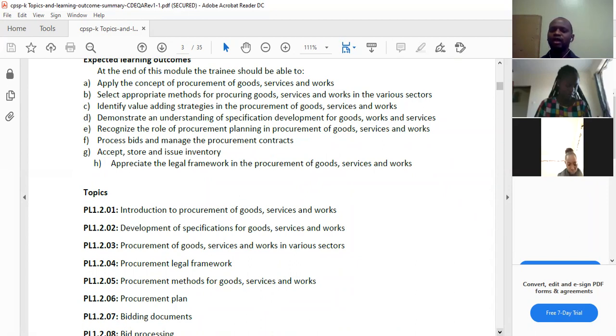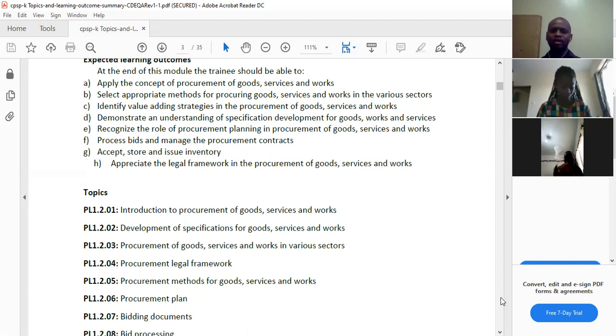Then the other thing in topic, in unit one, we'll understand more about what is a good, what is a service, and what are works. Then we shall also understand how to develop a specification. A specification in this case is some of the requirements or characteristics that you need when you're doing a particular procurement in an organization. For example, when you want to buy a machine, what are some of the characteristics you need in a particular machine? So we'll be able to understand how we are going to come up with various specifications.